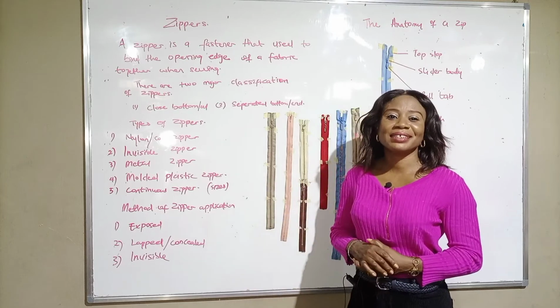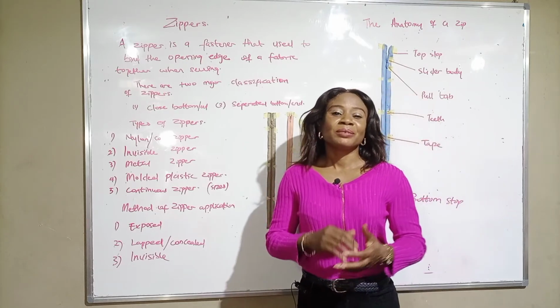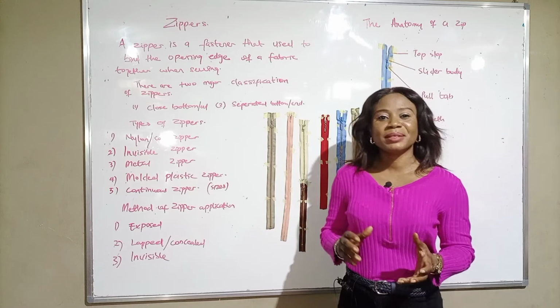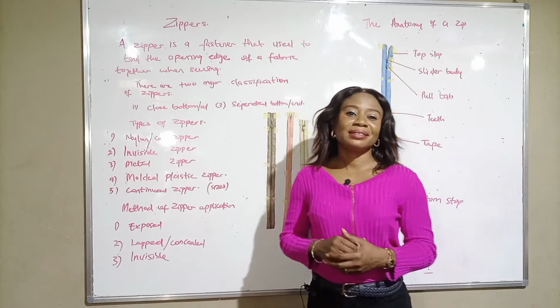Still in our beginner series. In the previous video, we talked about the basic parts of a sewing machine and some patterning symbols.